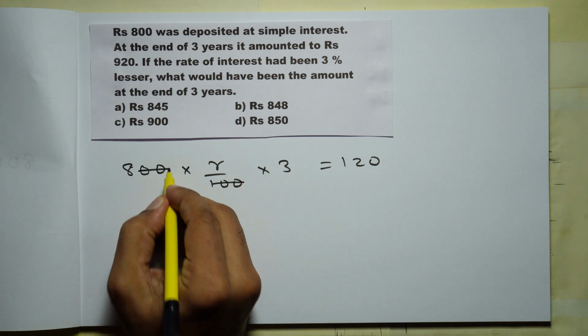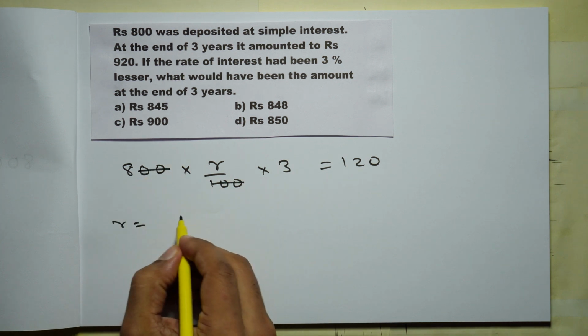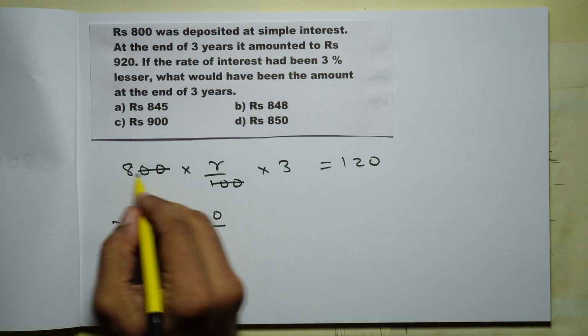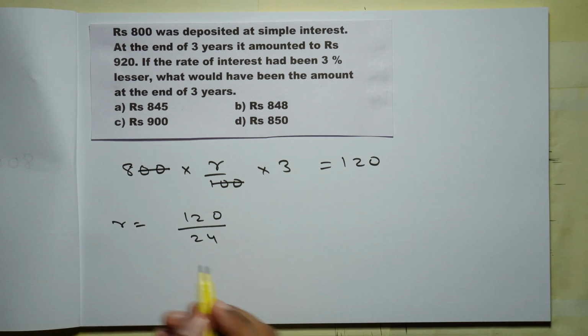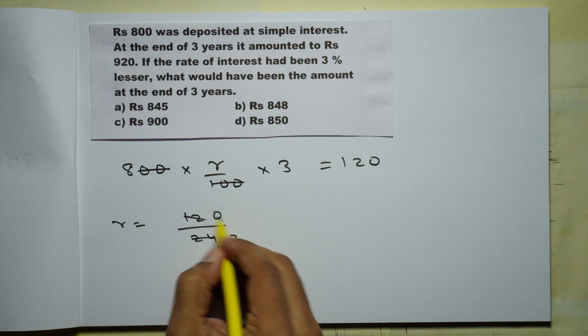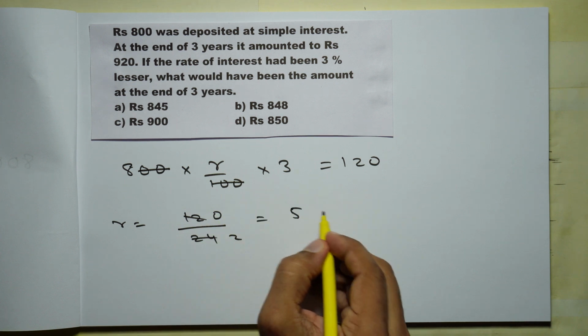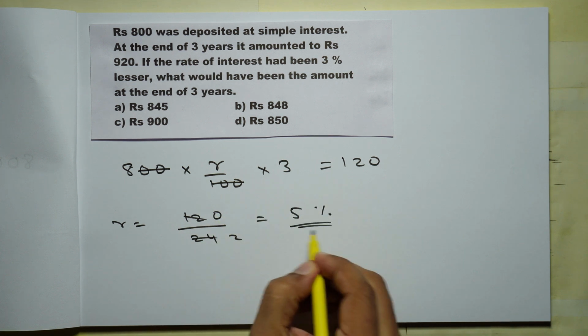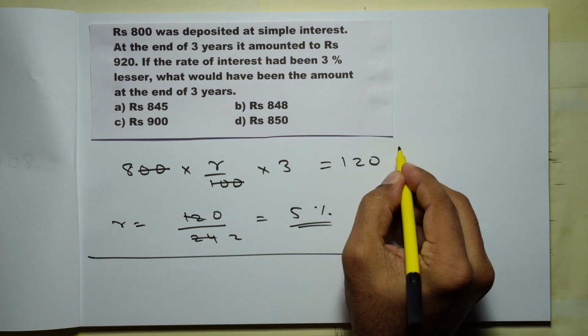I'll cancel out the zeros here. So R you will get it as 120 by 8 into 3 is 24. 12 divides 2 times, so 10 by 2 gives you 5. So rate of interest is 5% per year.